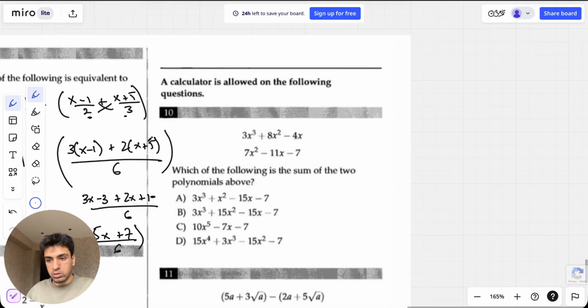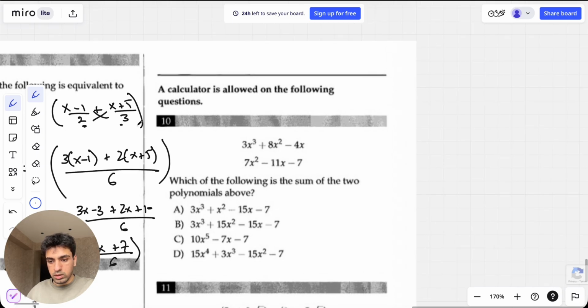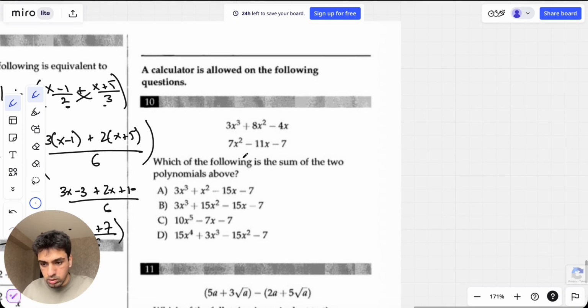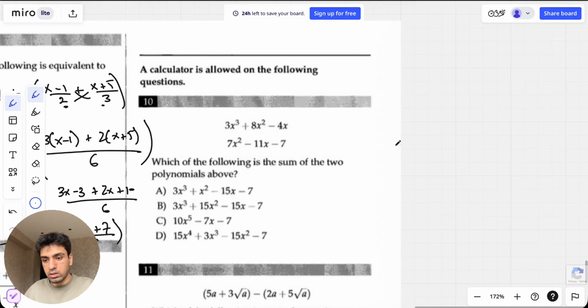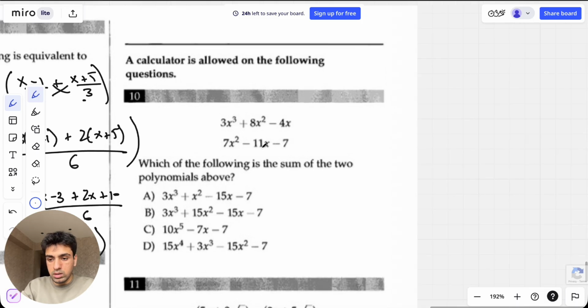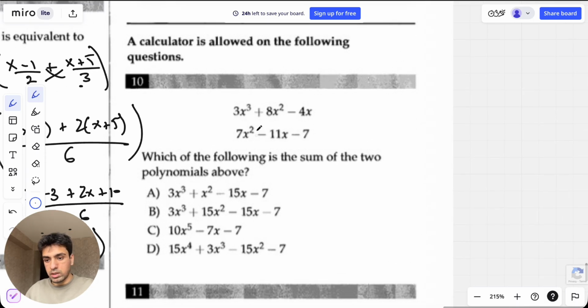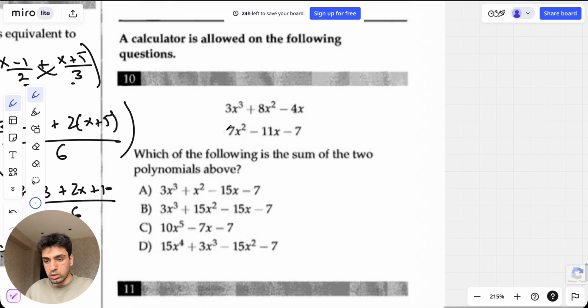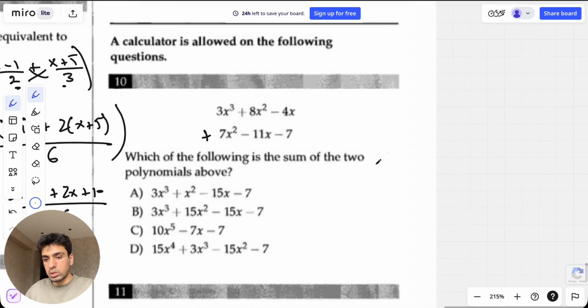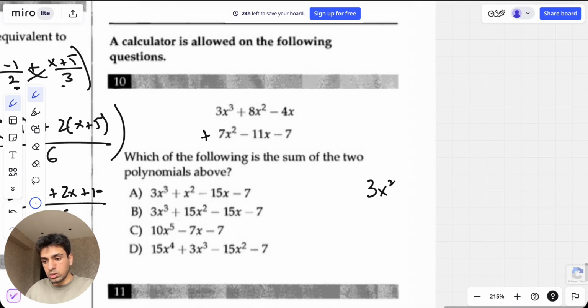That's it. Question 10. We have this expression. We need to find the sum of these two. So we need to add them together. Look for the same variable. So we have x squared. We don't have x cubed, so there's nothing to add with x cubed with this expression. So we get 3x cubed. We have 8x squared and 7x squared. If we add them together, we will get 15x squared.